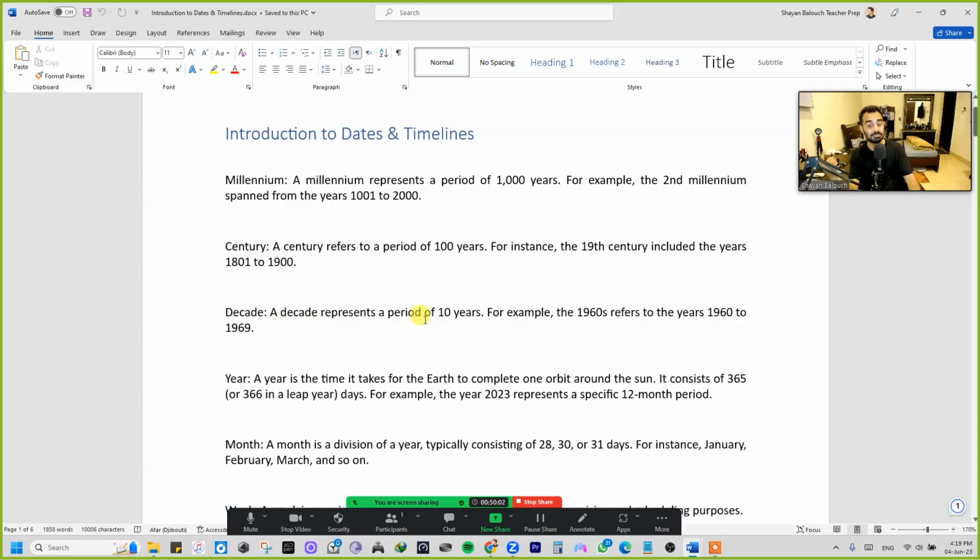The decade means the period of 10 years. Okay, the period of 10 years is called a decade. Now a century is again a period of 100 years. Remember, when you say a century, it means the period of 100 years.